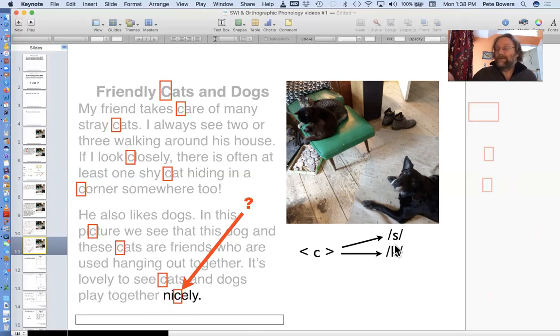And we'll learn what the conventions are when it does that. But for now, we need to know that the C can do this. And that's why I don't say C is for K, because it might not be. I say in cat, we need a C for the K. And one thing the C can do is write K. I don't have to load everything on them at once, but I do like the fact that this page of text happened to have a C doing something different. So now when I run into the word city or pencil or something, I've primed you to notice the C can do that as well.